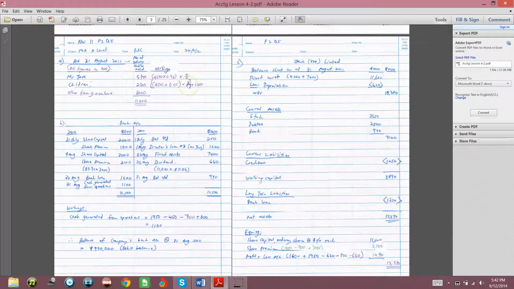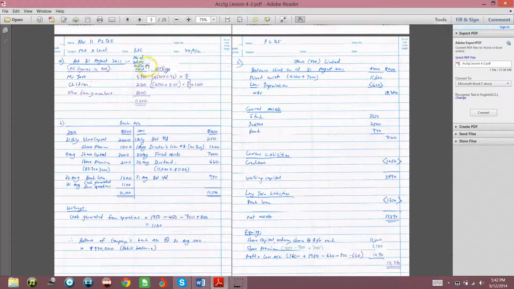So number 3, it says 31 July 2011, Java Limited issued for cash an additional 2 million ordinary shares to its children at a price of 1.5 million. So the price is irrelevant to this question.